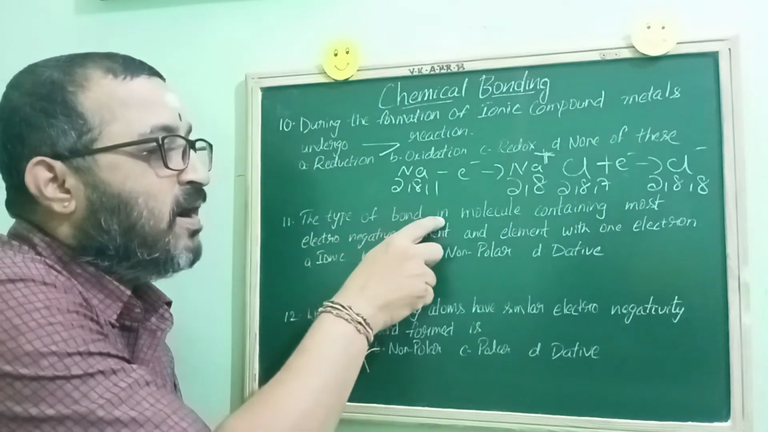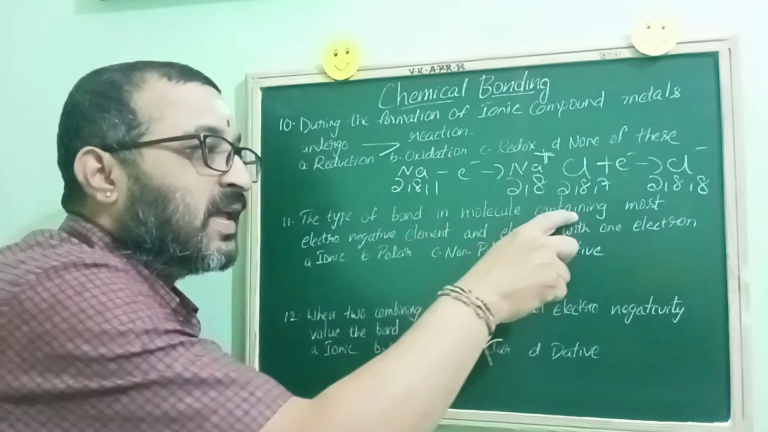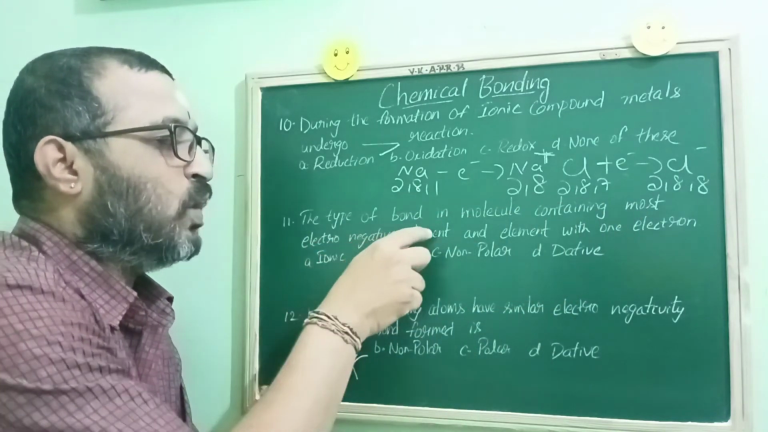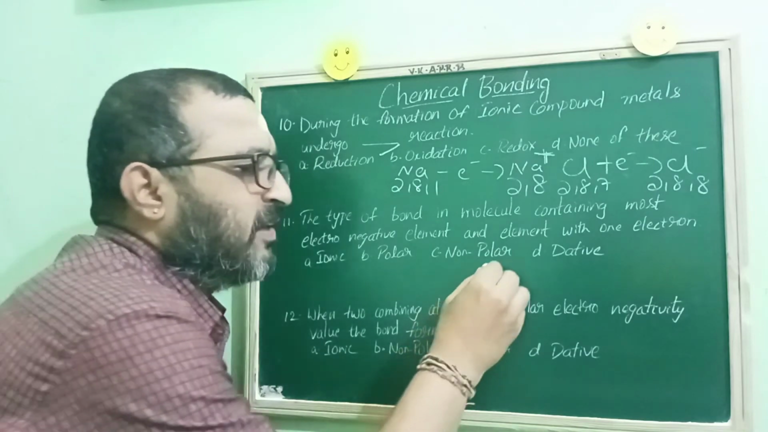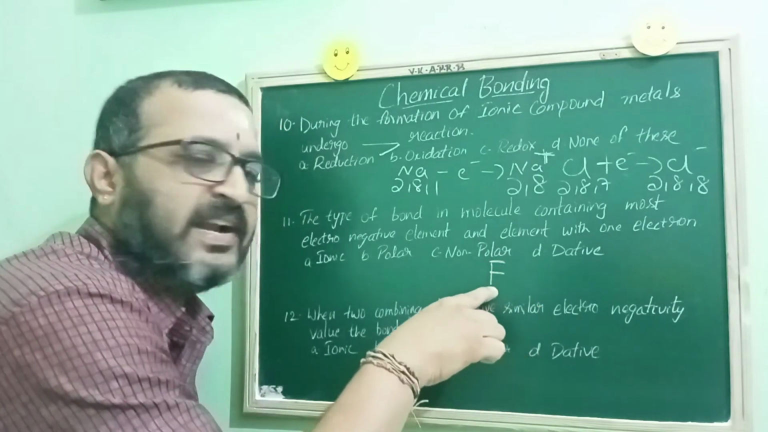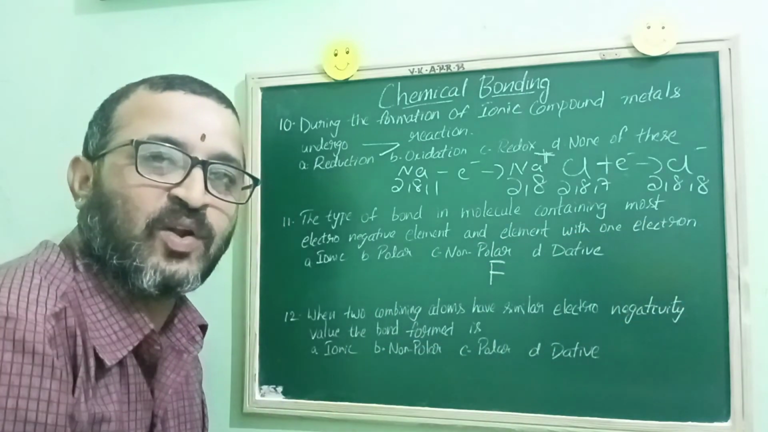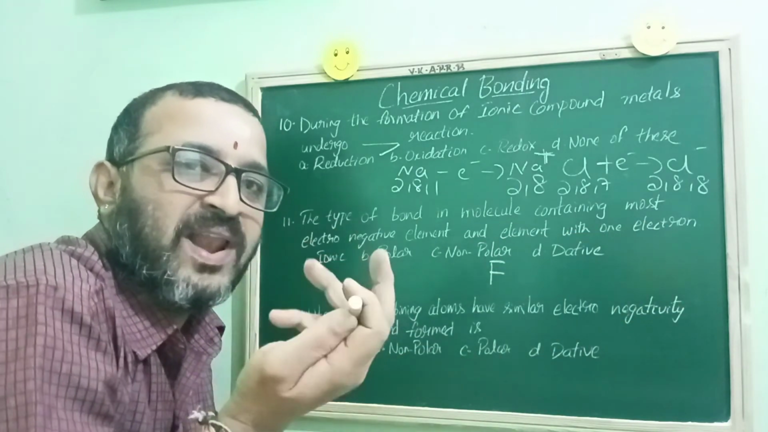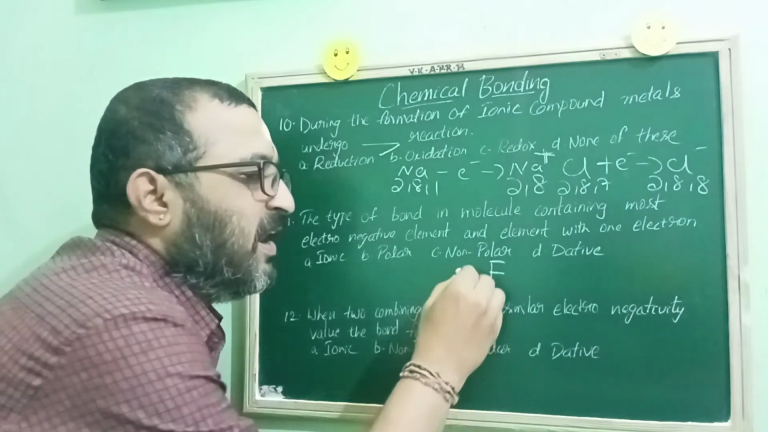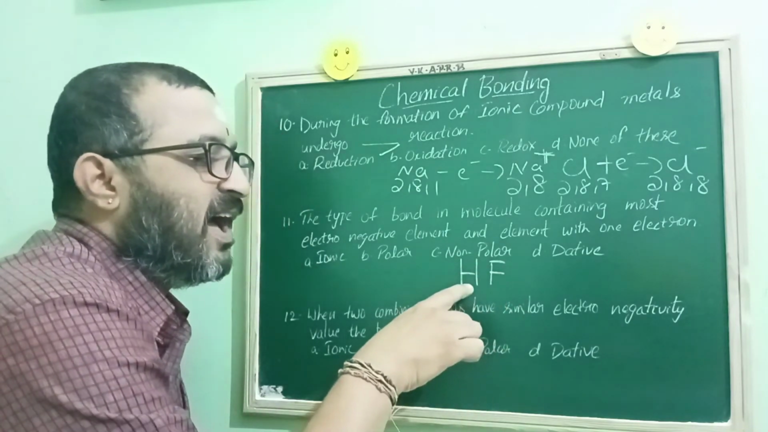The type of bond in molecule containing most electronegative element. Children, which is the most electronegative element? We all know that it is fluorine. And element with one electron. Obviously, one electron. Which element is having one electron? It is what, children? Hydrogen.